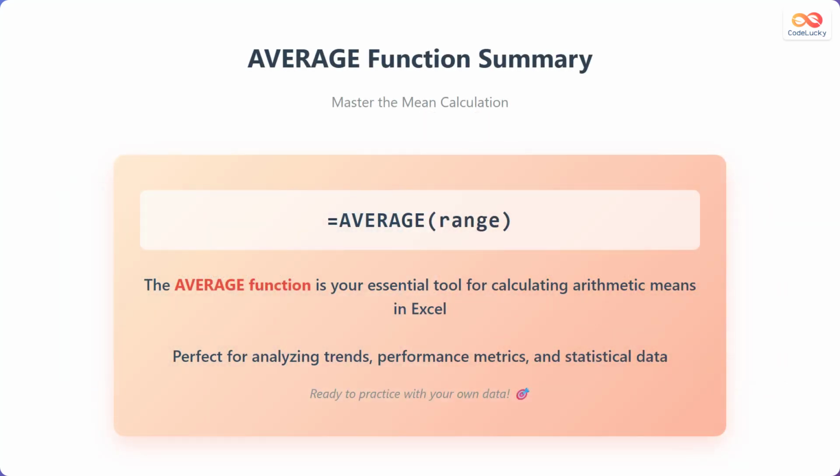In summary, the average function, using the formula equals AVERAGE, open parenthesis, range, close parenthesis, is an essential tool for calculating arithmetic means in Excel. It's perfect for analyzing trends, performance metrics, and statistical data. Now you are ready to practice with your own data.